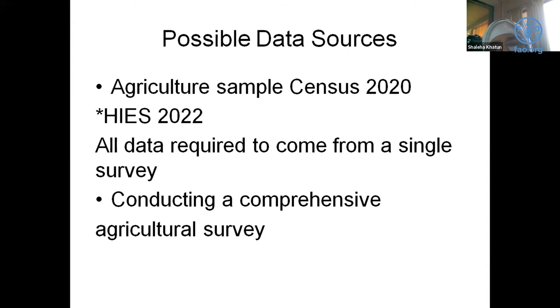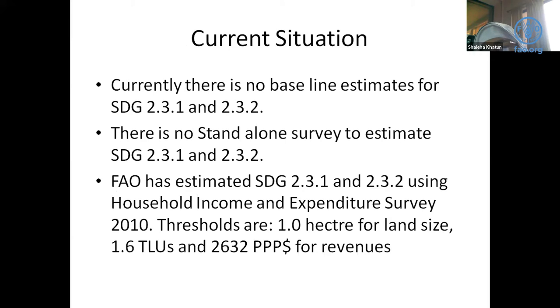Current situation: currently we don't have baseline information of SDG 2.3.1 and 2.3.2. Also, we don't have any standalone survey for 2.3.1 and 2.3.2. We know that FAO has estimated SDG 2.3.1 and 2.3.2 using the household income and expenditure survey of 2010. And the thresholds are 1 hectare for land size, 1.6 PLUs for livestock, and 2632 PPP dollars for revenue.